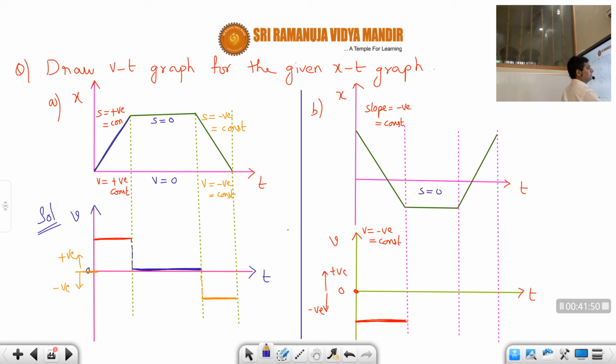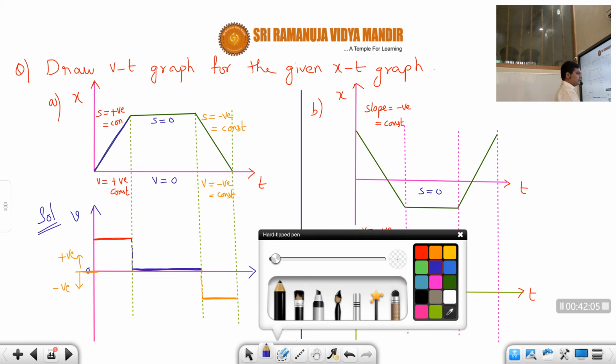Now during the second region, students, now if you observe carefully, during second region here slope is 0. So that means directly velocity is 0. So that means velocity is 0 means like this. Okay, students, this one. So that means red color will become now like this. Okay, so it will become 0 during this region.